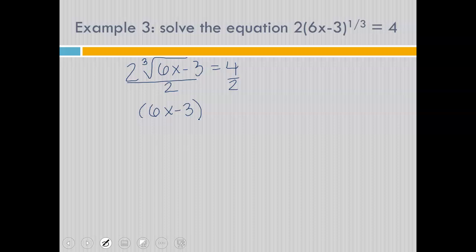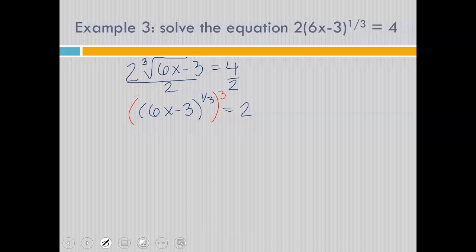So you have 6x minus 3. You can write it either as the cube root or to the 1/3 power. It does not matter. That is equal to 2. So again, the idea is to get rid of the cube root or to get rid of the 1/3 power. We are multiplying inverses together. So 1/3 times 3 becomes 1.